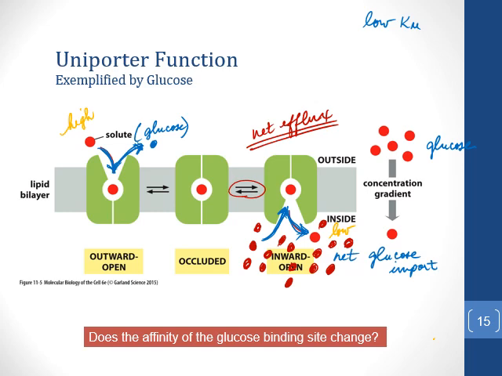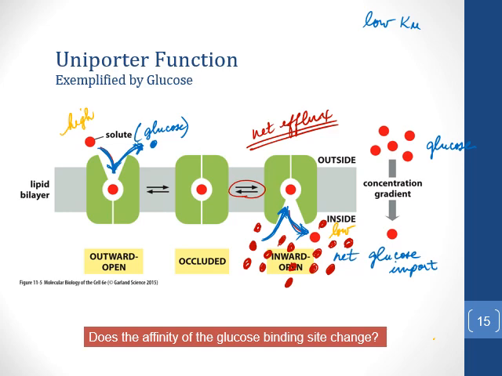So what does that tell you about uniporters? It tells you that uniporters don't move things in a particular direction. In other words, they don't move them from outside to inside. They move things down their concentration gradient. The glucose uniporter couldn't care whether it's moving glucose from the inside to the outside or not.